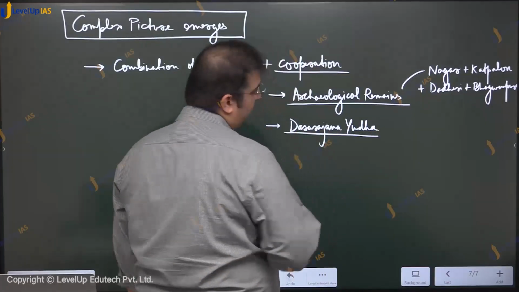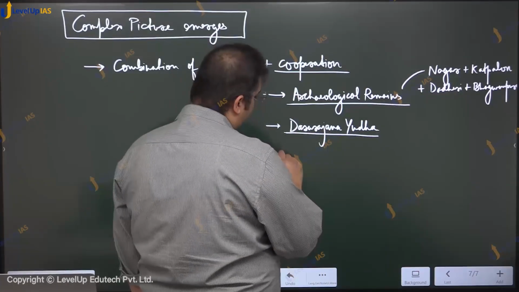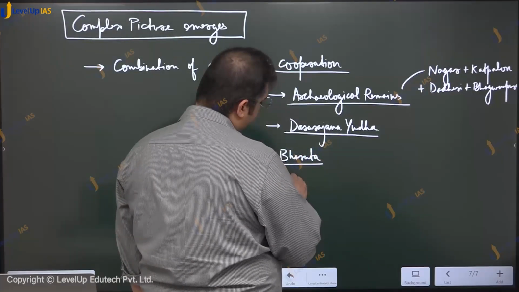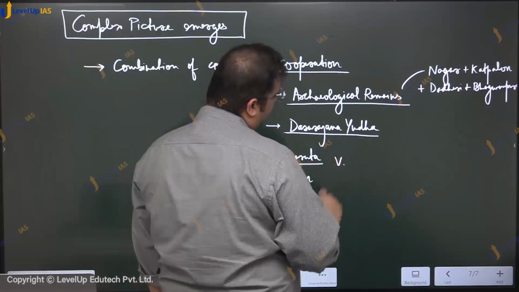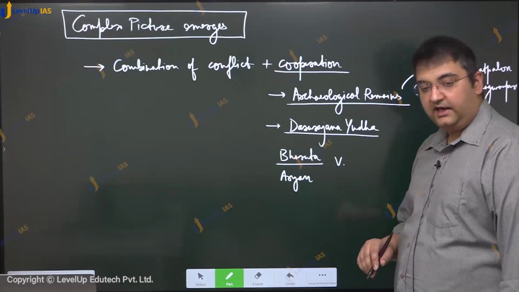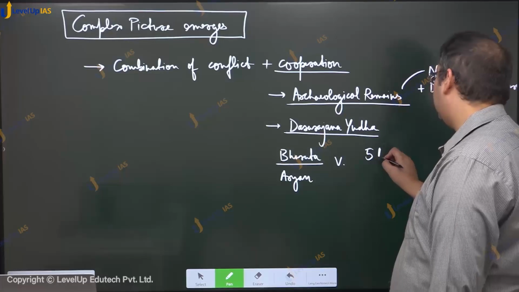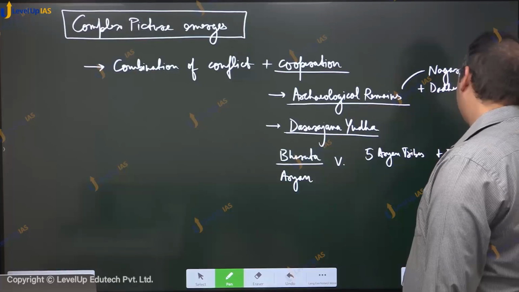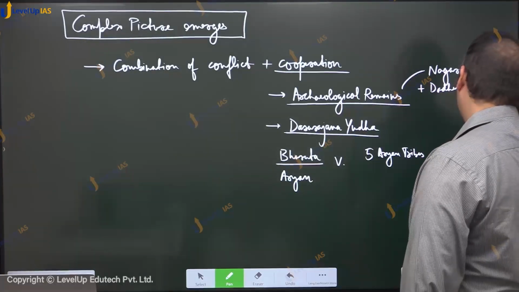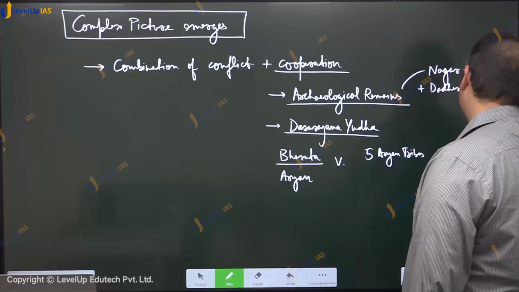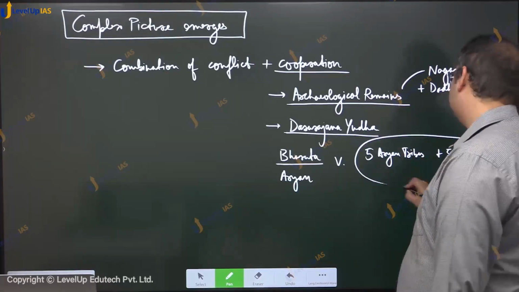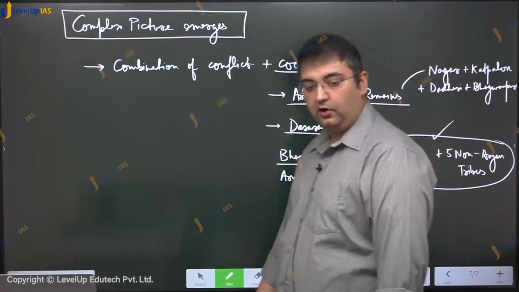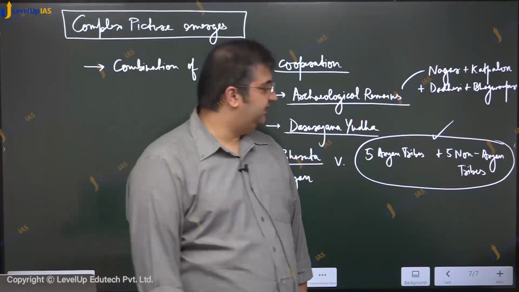Das Rajan Yudh, what do we find? That on one side was an Aryan tribe known as the Bharat tribe. On the other, there was a confederacy of 10 different tribes, out of which 5 were Aryan and 5 were non-Aryan. Okay? So this is another example of the cooperation between these two sides, right?